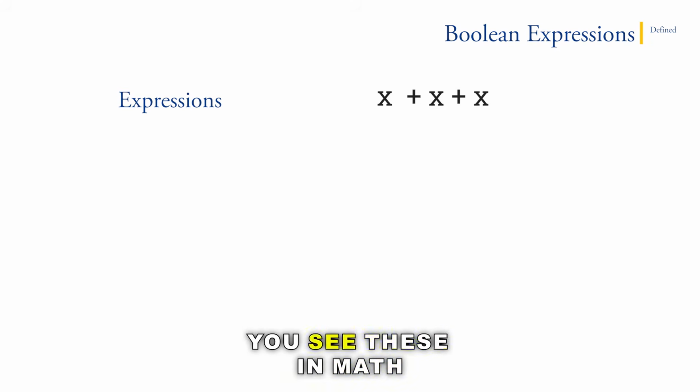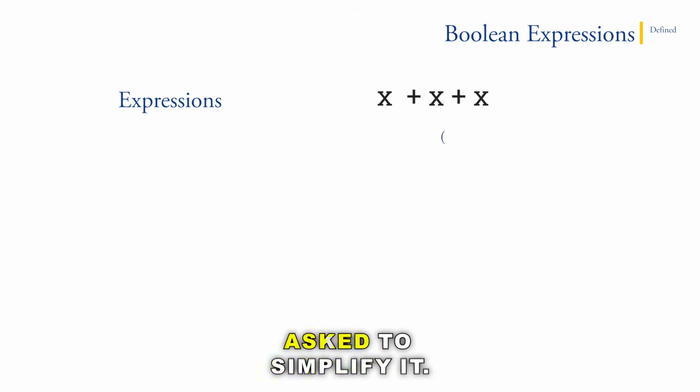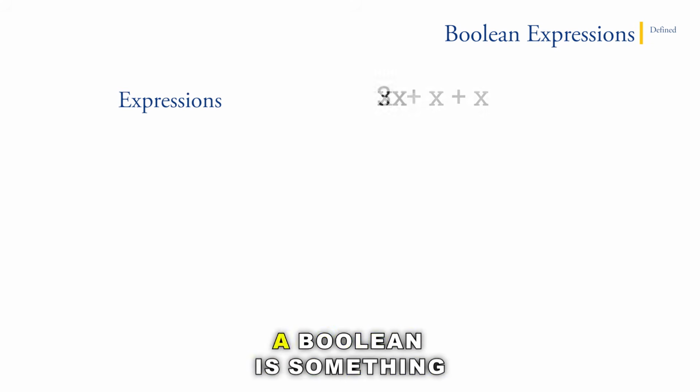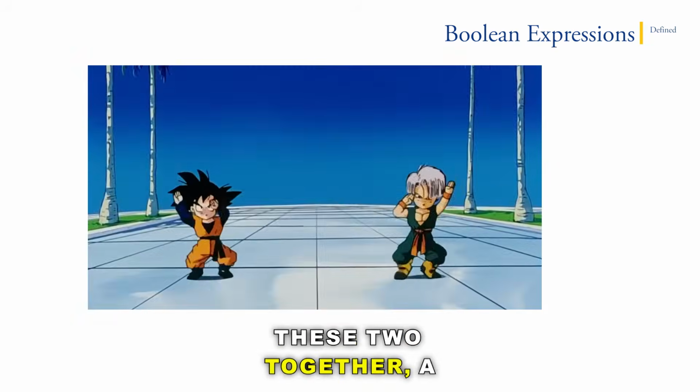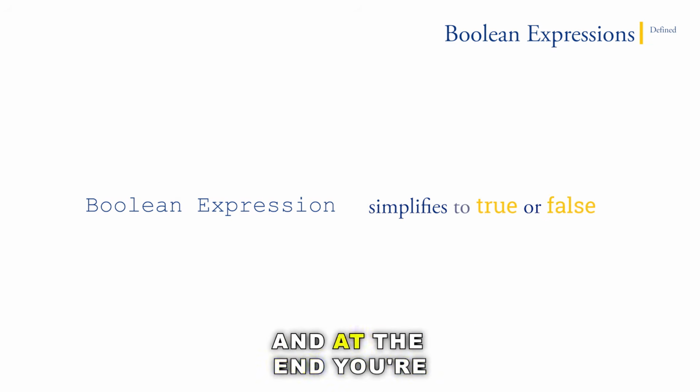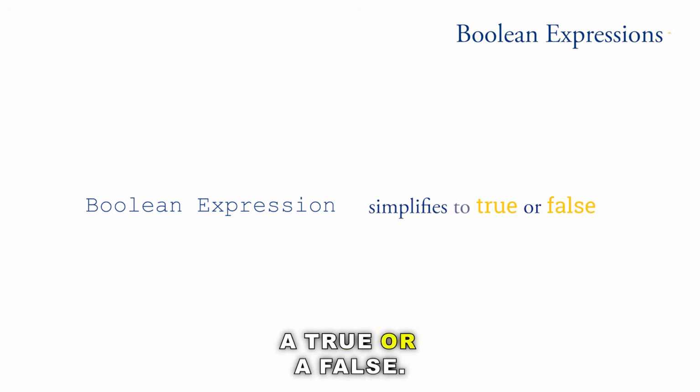First, reviewing Boolean expressions. As a review, an expression in math is something like x plus x plus x. You see these in math all the time, and you're asked to simplify it. That's an expression. A Boolean is something that's either true or false. So when you put these two together, a Boolean expression is something that you simplify, and at the end, you're going to have either a true or a false.